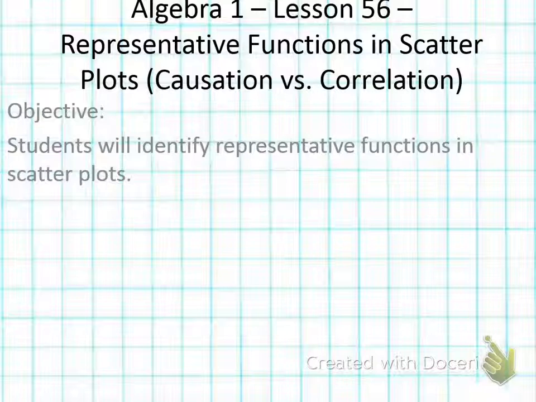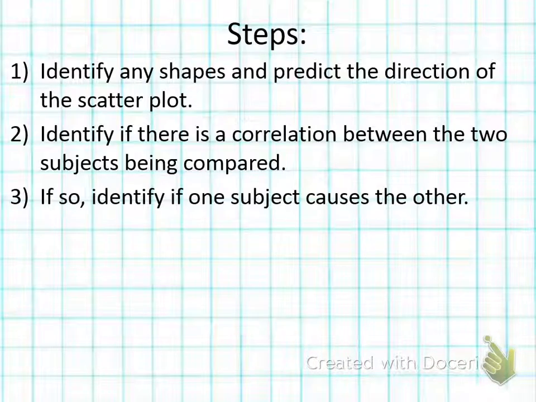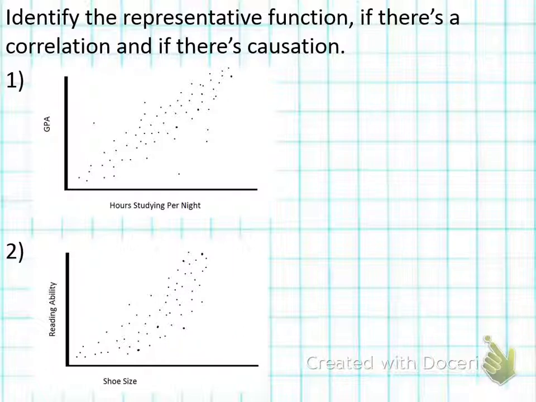All right, so here are the steps for today. We're going to be identifying any shapes and predicted direction. Identify if there's a correlationship between the two subjects being compared, and if so, if we want to think if one subject causes the other, okay? So here we go, number 1.